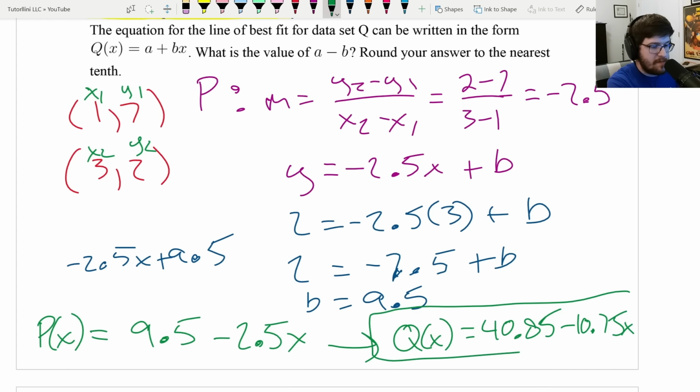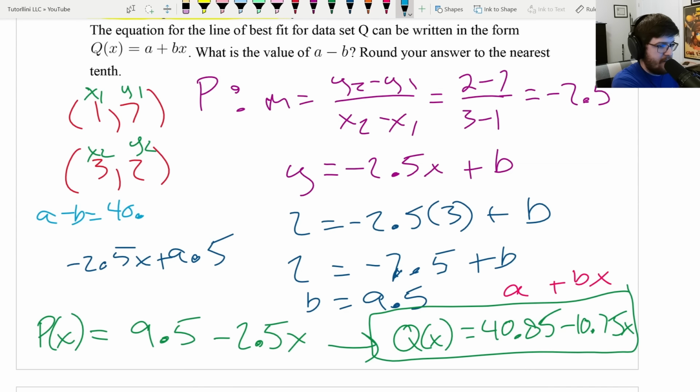So you see, if we were to make this a plus bx, like the question wants us to, a is 40.85, and b is negative 10.75. So we're going to do a minus b equals 40.85 minus negative 10.75.